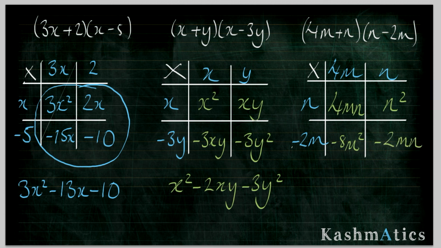Now there's no hard and fast rule as to which order you should collect these terms in, so I'm just going to go by starting with this one here. So I've got 4mn, I've got another mn term over here, look. So 4mn take away 2mn leaves me with 2mn, and then I've got a positive n squared, so plus n squared, and take away 8m squared, so minus 8m squared.